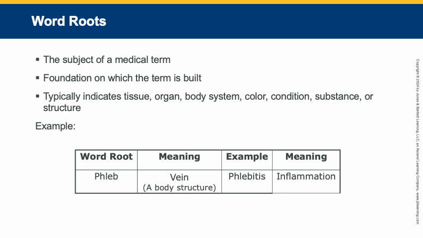Some medical terms have more than one word root. The term thrombophlebitis is made up of the root word phleb, meaning vein, and the word root thromb, meaning clot. So it has two word roots. So it's a vein and a clot.